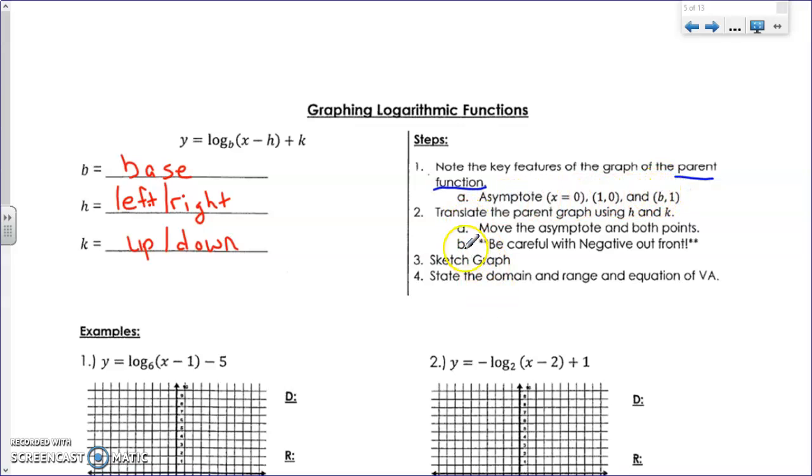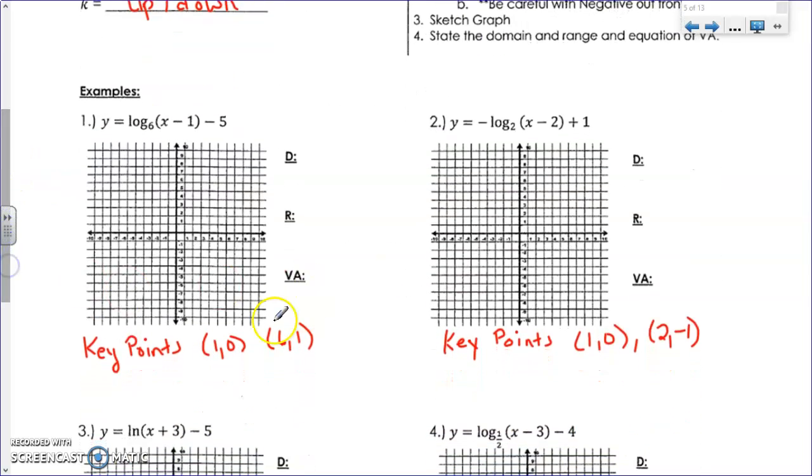How we're going to graph it is we're going to translate the parent graph using h and k. Move the asymptote and both points, 1, 0 and b, 1. Be careful with a negative out front. Sketch the graph, state the domain and range. Now you can do it this way, or you can put it in Desmos or your graphing calculator, but I wanted to show you how quick and easy it is when there's no stretches or compresses. You can do this, okay?